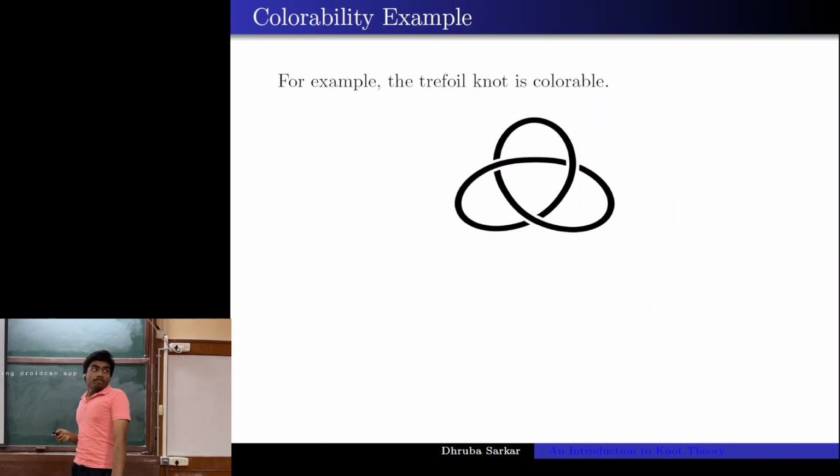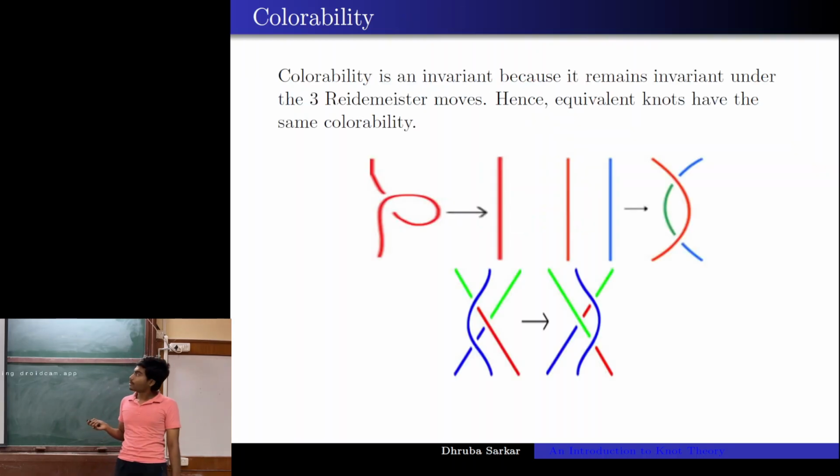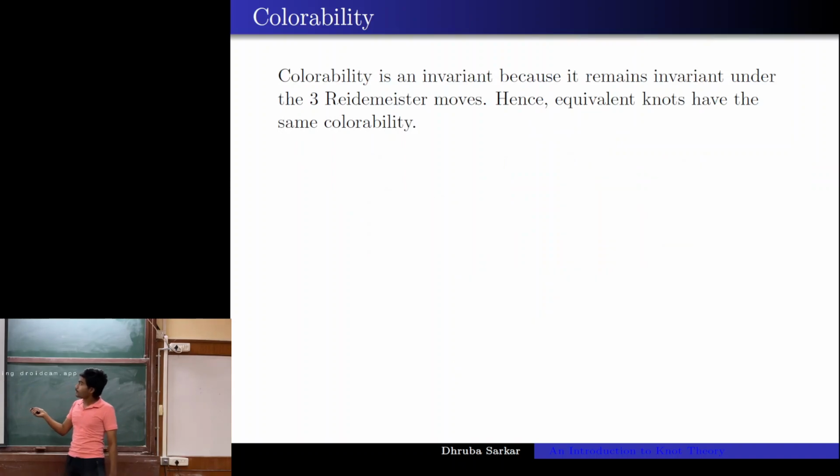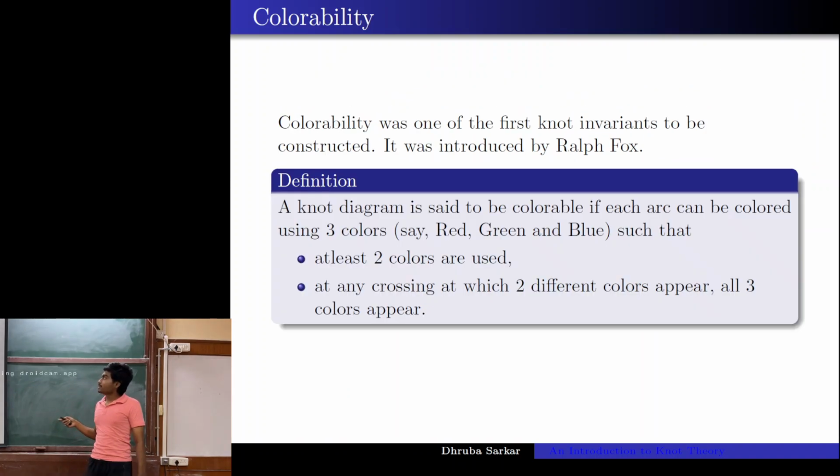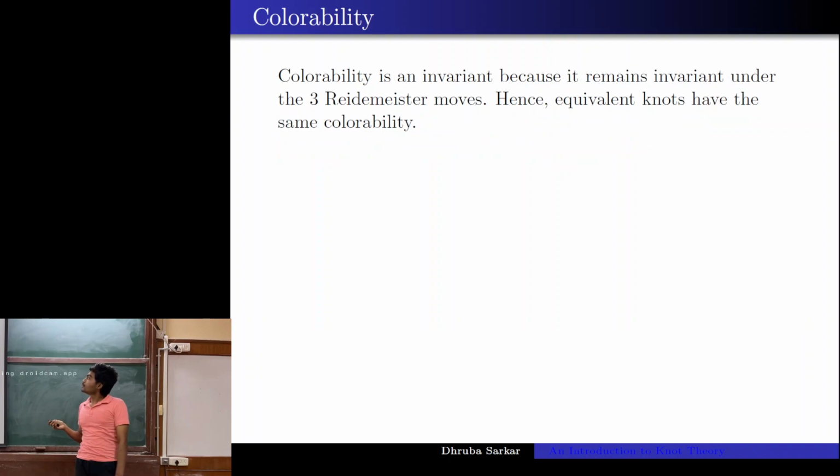I didn't understand the third point, that in a crossing, if two colors are used, then all three colors have to appear, right? This is how it's defined, to make it invariant in some sense. And we'll see a generalization of this later on.